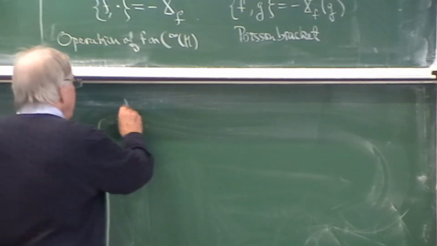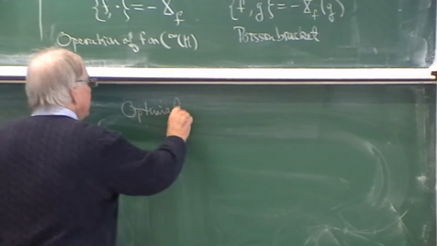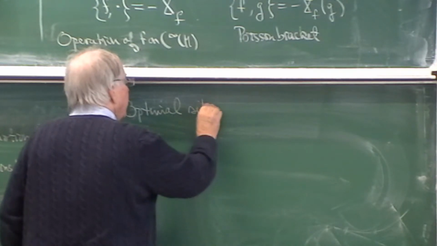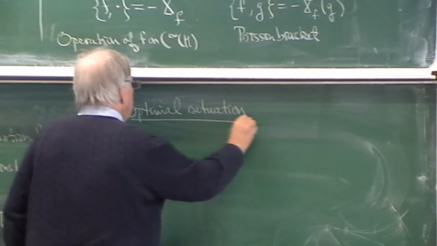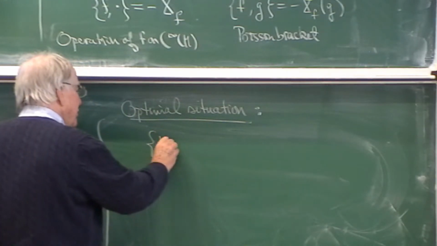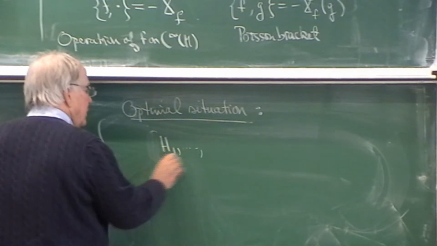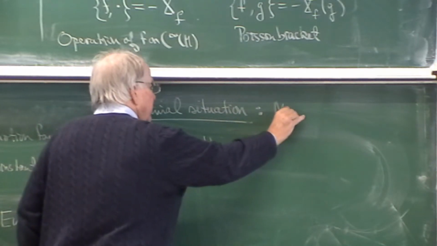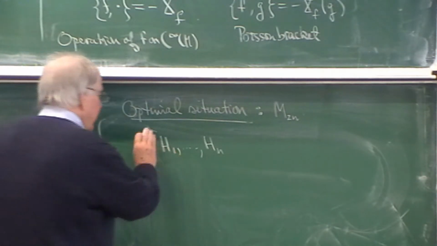The absolute optimal, you have to think about this for a while. The optimal situation that you can hope for, the best you can hope for, is you have a bunch of Hamiltonians. So here M is a two-n dimensional manifold. And they are analytically independent.